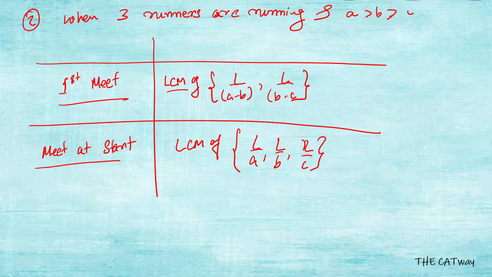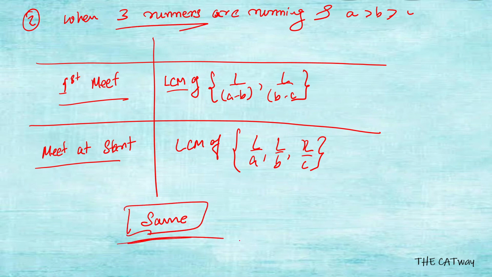Now generally the questions asked are for the case where they are running in the same direction. Whenever there are three runners, 99% of the time the question is about running in the same direction. Only once have I come across a question where two runners are running in the same direction whereas the third runner is running in the opposite direction. For that case, meet at the start would be the same, because there isn't going to be any change in the formula for meet at the start.